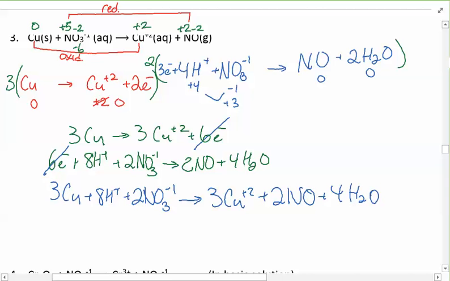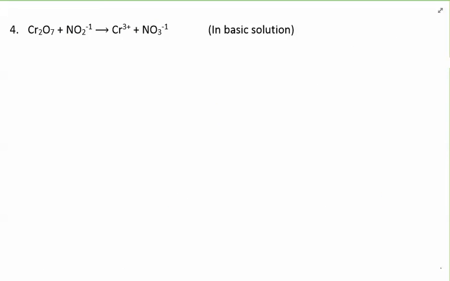And we end up with that as our final answer. So yes, these problems are a little bit long. However, they follow the same process kind of over and over again. Okay, so we're going to look at the next reaction. We're going to follow the same process.